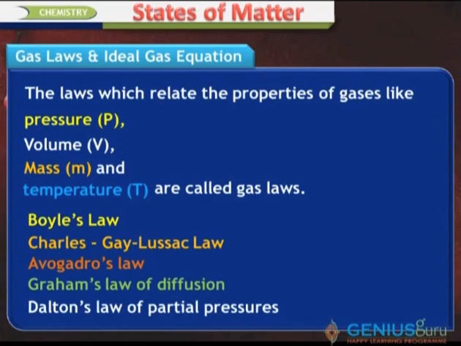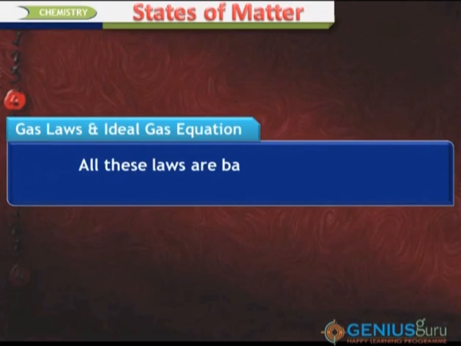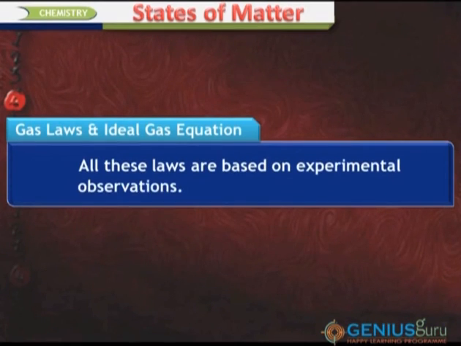Now, how can we obtain these gas laws? These gas laws are obtained through experiments. All these laws are based on experimental observations only. So let us discuss them one by one. Let us consider the first one, that is Boyle's law.